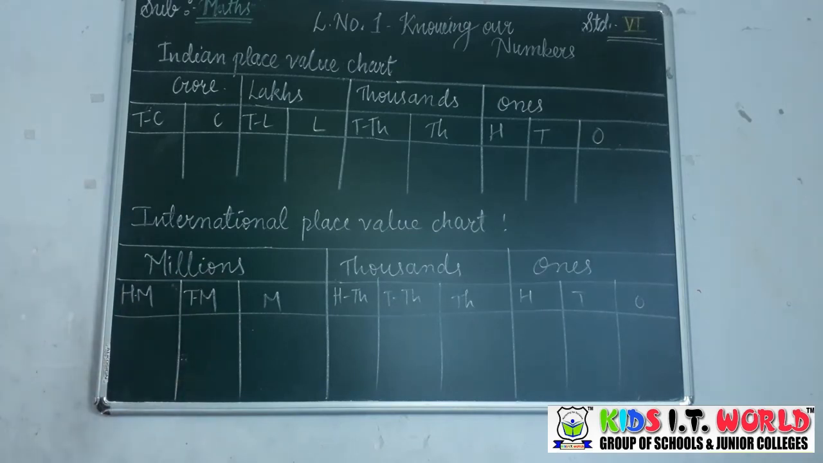Now how will you write the numbers, or how will you arrange the numbers in the Indian place value chart and international place value chart?